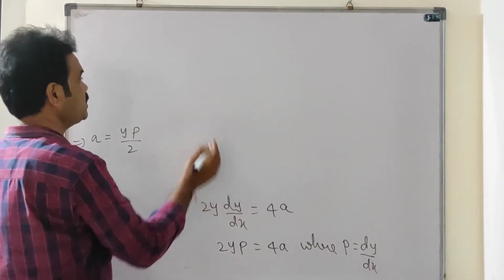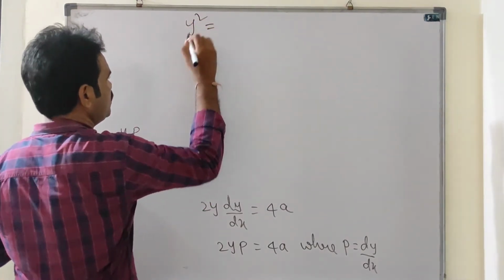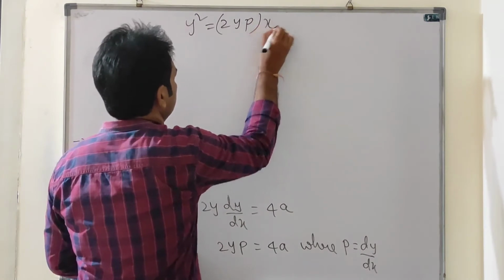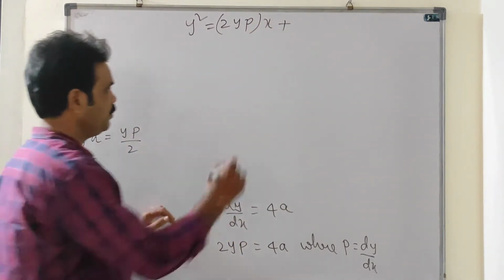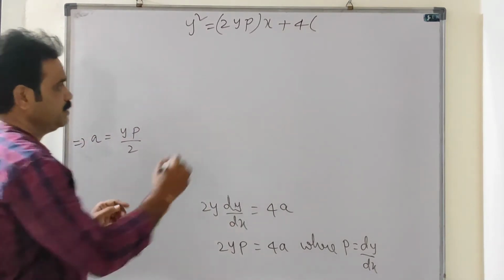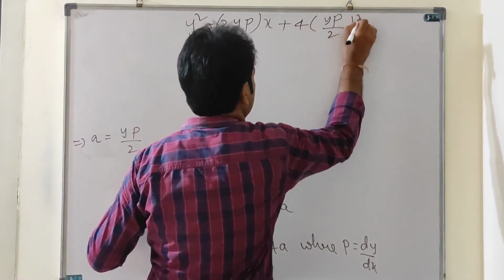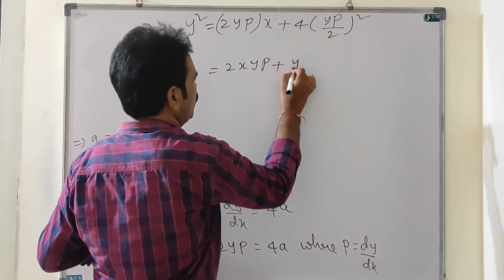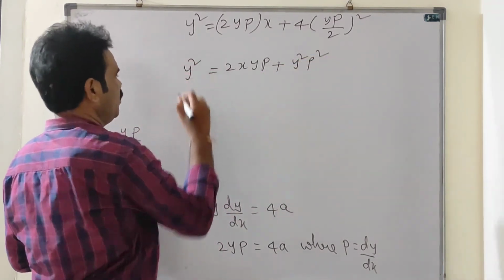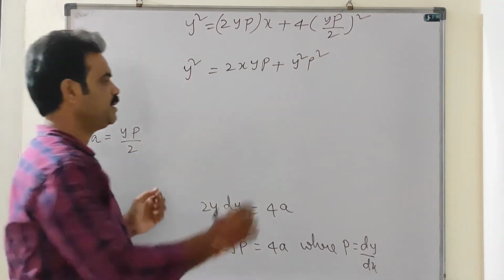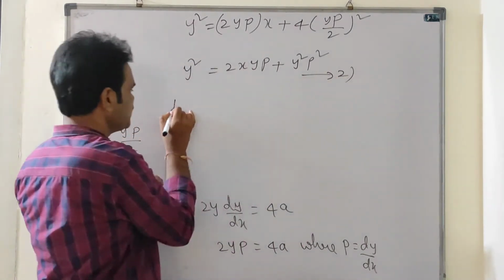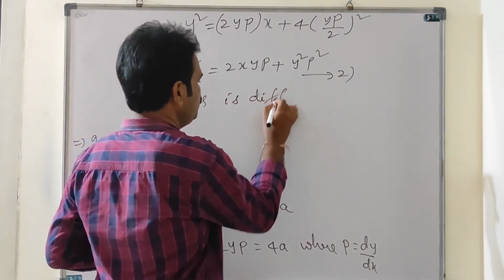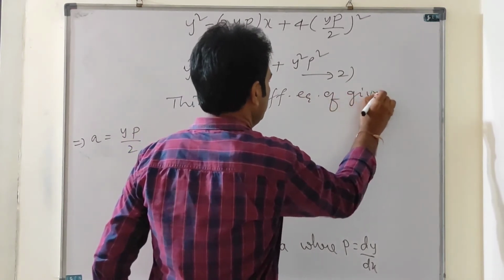Substitute these values in equation 1, that is y square equal to 4ax plus 4a square. What is 4a? 2yp, into x, plus 4a square, where a is yp by 2, so yp by 2 whole square. That is equal to 2xyp plus y square p square. Y square equal to 2xyp plus y square p square. Let it be equation 2. This is the differential equation of the given family of curves.